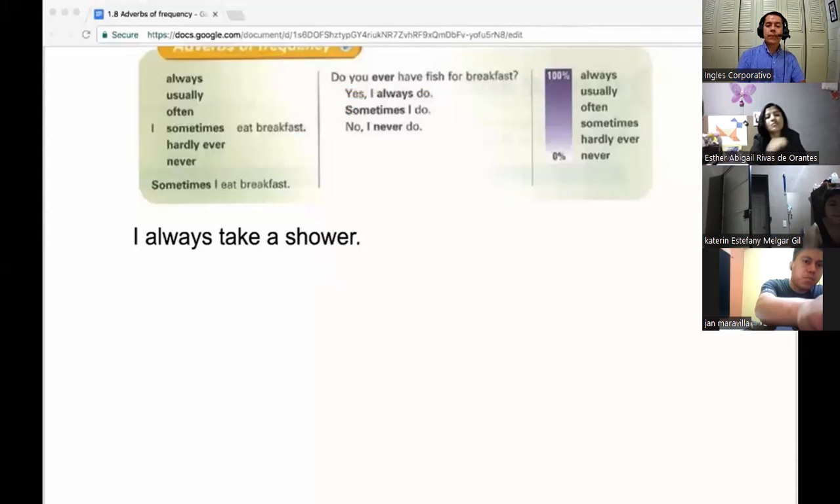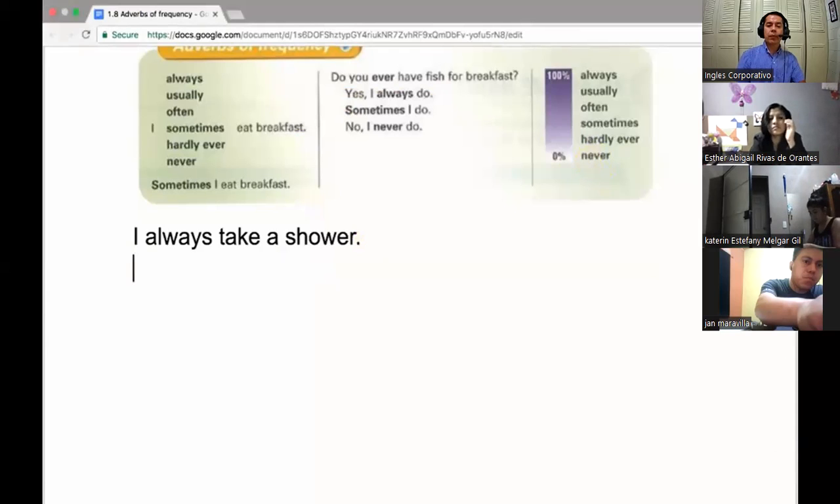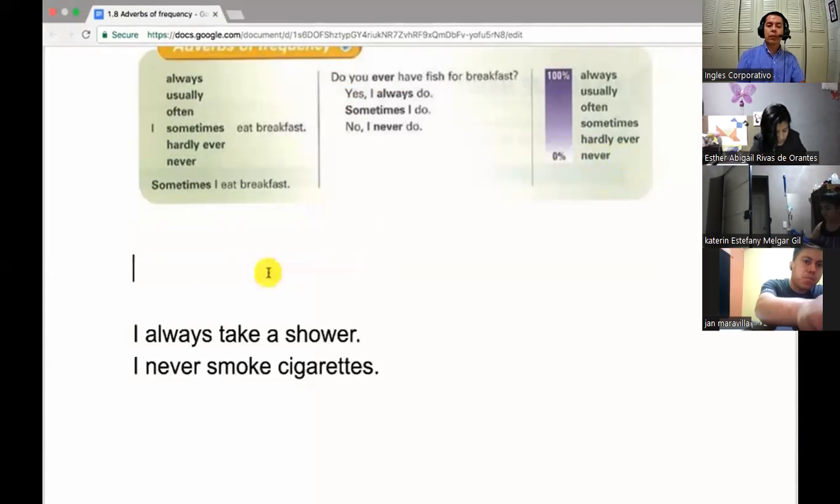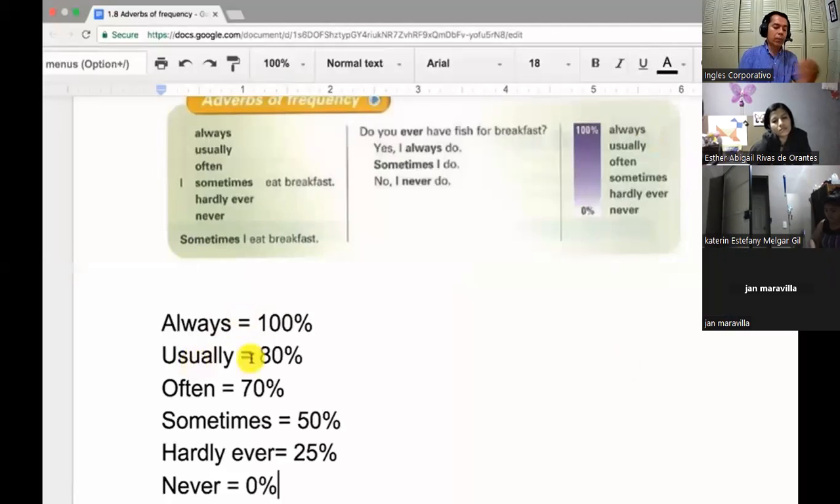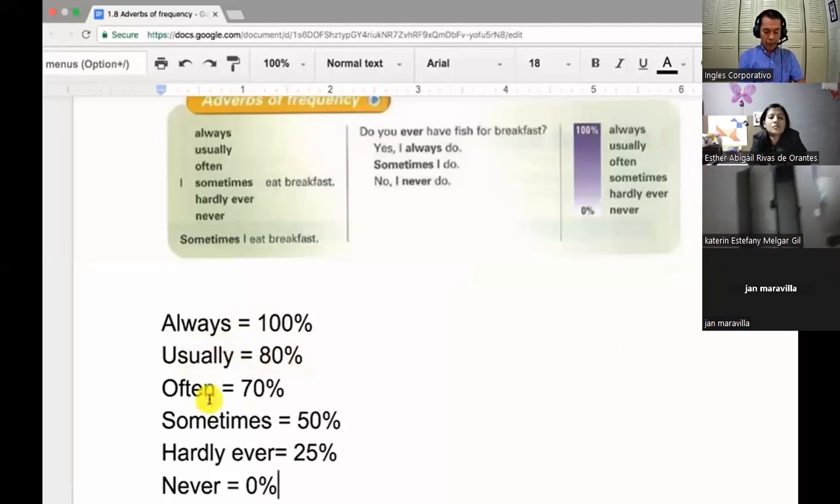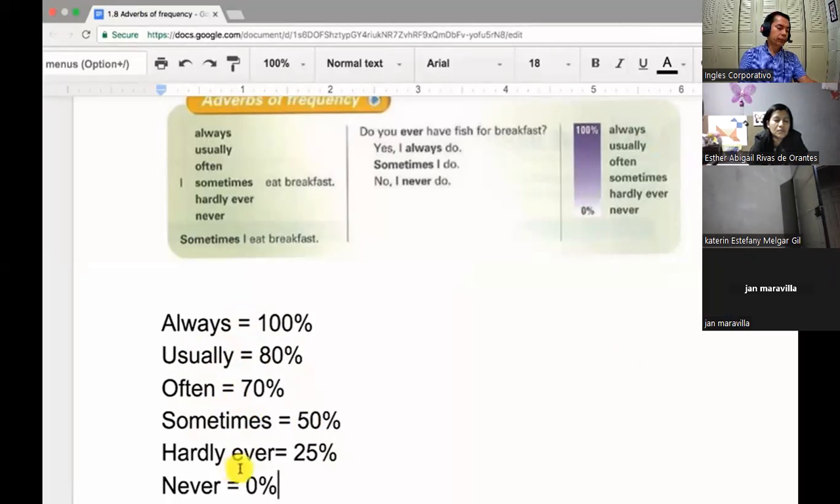If you would like to express that you never smoke cigarettes, this means 0% of the time. You can use adverbs of frequency for that. For example, I never smoke cigarettes. This means 0% of the time. The easiest way to categorize adverbs of frequency is by giving each a percentage number. So let's do just that. Always equals 100%. Usually equals 80%. Often equals 70%, sometimes equals 50%, hardly ever equals 25%, never equals 0%.